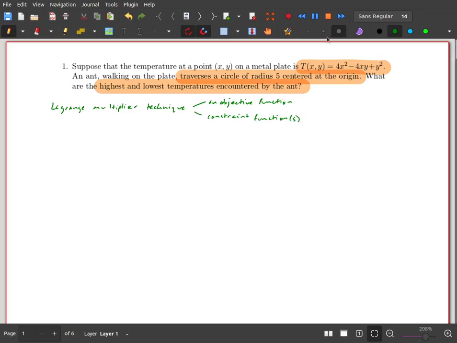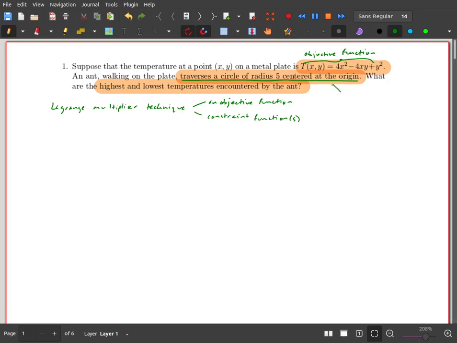In this case, our objective function is T of x and y, because that is the function that describes how the temperature varies on this metal plate. Then what is the constraint? The constraint is given in this second statement that I've highlighted, that the ant traverses a circle of radius 5 centered at origin. So the ant can only move along this circle.